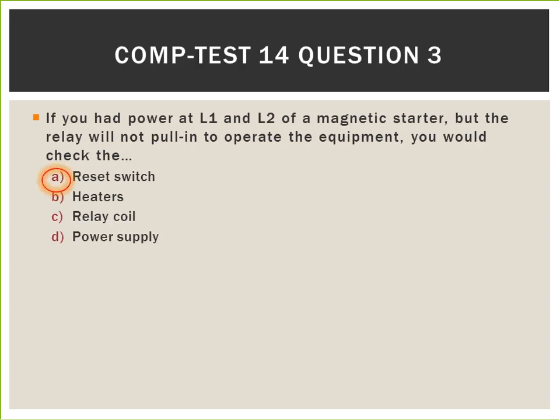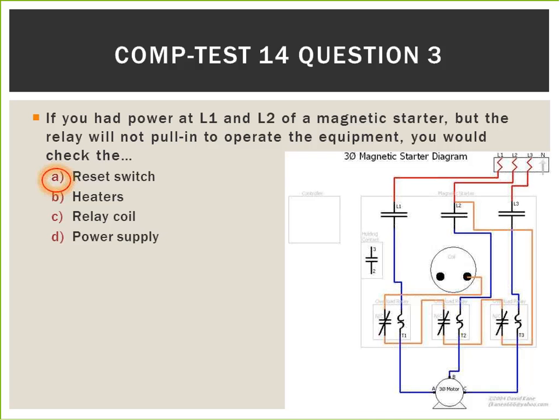Answer A is the best answer here. All of the answers for choices B, C, and D could de-energize the circuit. However, the reset switch is the easiest and the only one that will maintain power at L1 and L2, but not allow the relay to pull in to operate the equipment.